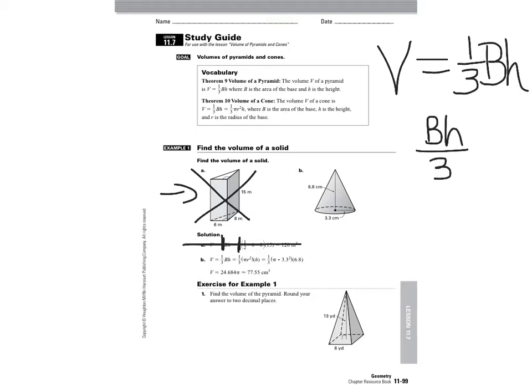Again, they did 1/3 BH right here. And again, remember your base in a cone is a circle. So pi r squared times the height of the cone, and then divide by 3 or multiply by 1/3. So example 1 is perfect. You can practice finding the volume of that pyramid.